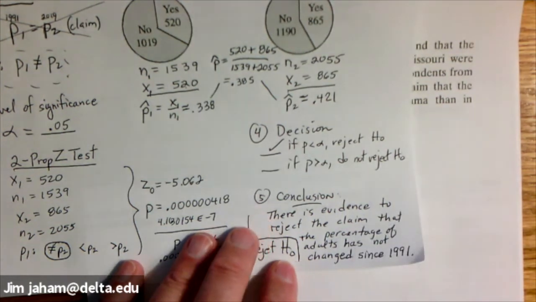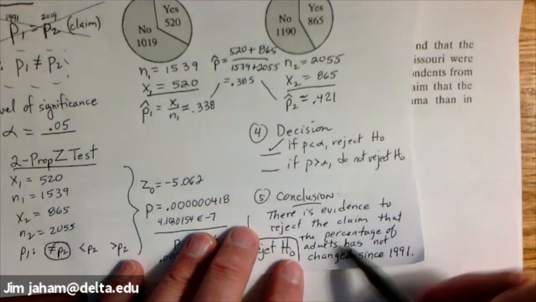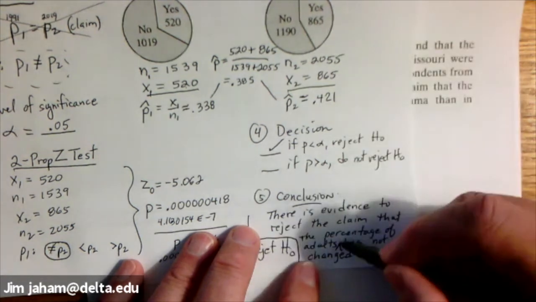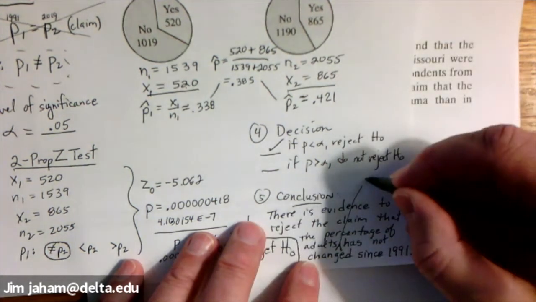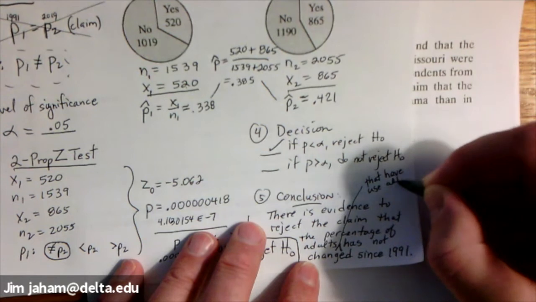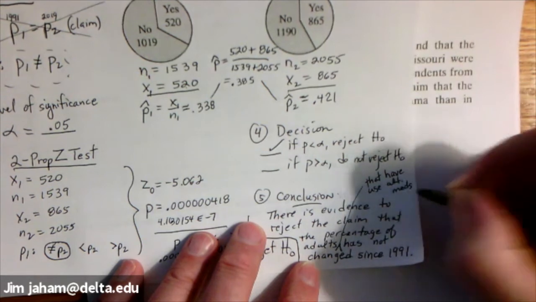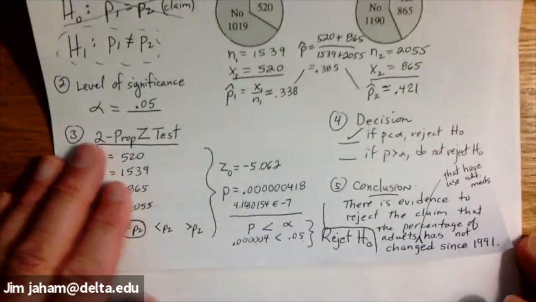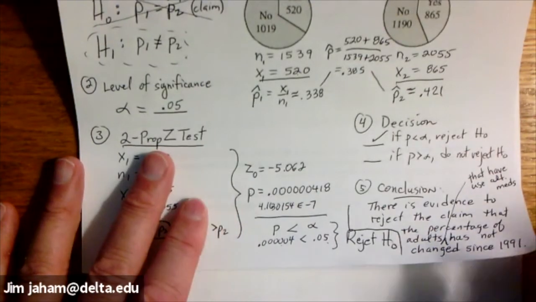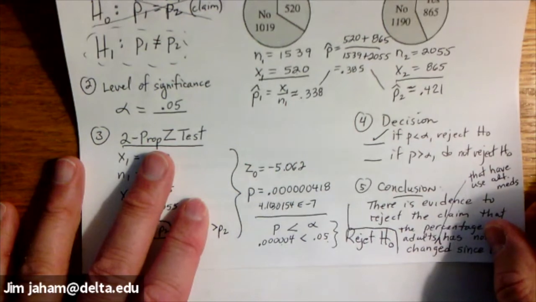This is kind of a weak conclusion because I didn't say anything about what the percentage was. And so if I were to want to provide a little bit more detail right after adults here, I would say the percentage of adults that have used alternative medicines has not changed since 1991. So there's the first. Now, while we're here, I think I'd like to go ahead and calculate the confidence interval.